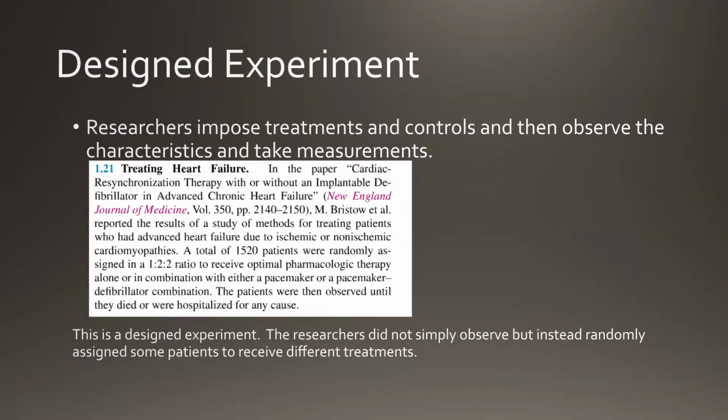Now, this is a designed experiment because the researchers didn't just take the 1,520 patients and observe them, but instead they randomly assigned patients in a 1:2 ratio. They gave them different treatments. They either gave a drug therapy, or a drug therapy in combination with a pacemaker or a pacemaker defibrillator. So they were given different treatments to different patients. Okay, so this is a designed experiment where you're actually changing the sample. You're applying some kind of treatment to them and then observing the results to see if it changed.